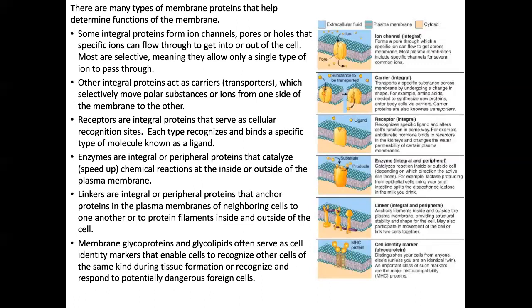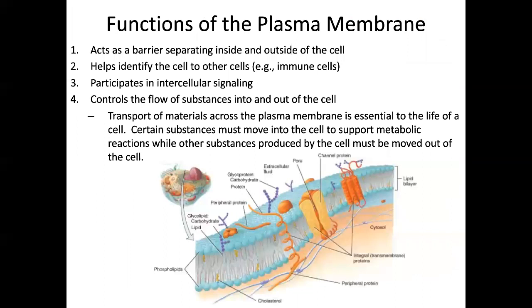And then I've already kind of talked about the last one, glycoproteins and glycolipids. They give a cell its unique coat, allowing them to act as identity markers so cells can recognize one another. This is important during tissue formation or to recognize and respond to potentially dangerous foreign cells like viruses and bacteria. Viruses aren't cells, but foreign substances.